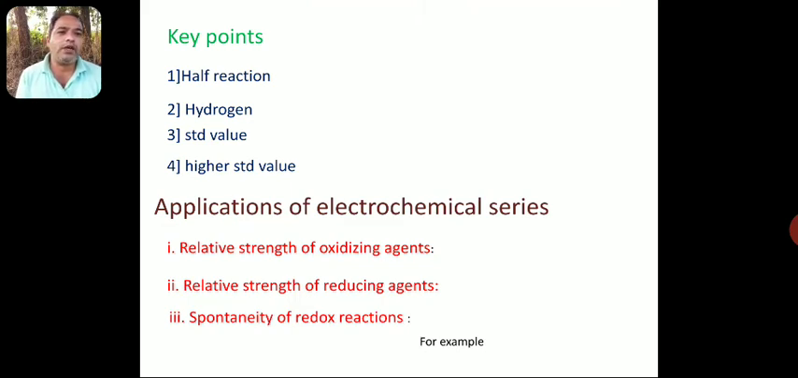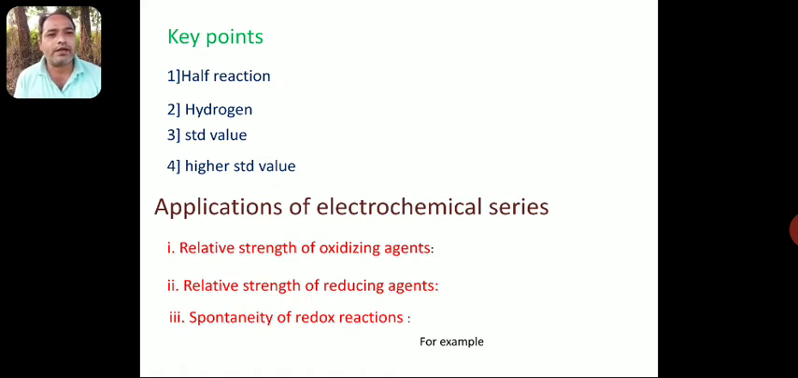Then the third one is the spontaneity of the redox reaction. Now what is meant by redox reaction? When reduction and oxidation take place simultaneously, we call it a redox reaction. And spontaneity means when any reaction takes place naturally, continuously, without any force; that is known as a spontaneous reaction. Whether a certain redox reaction is spontaneous or non-spontaneous, we can conclude by using the values of the electrochemical series.